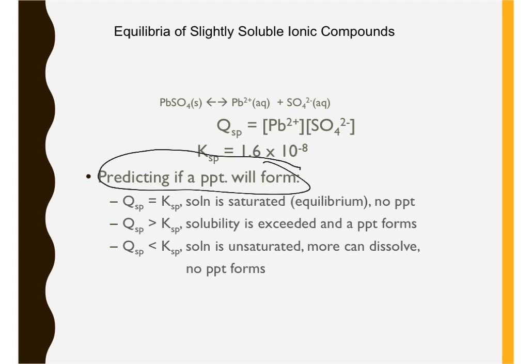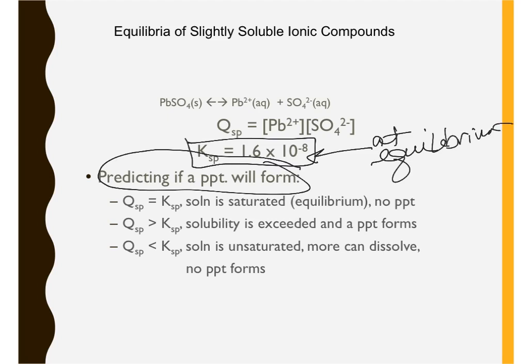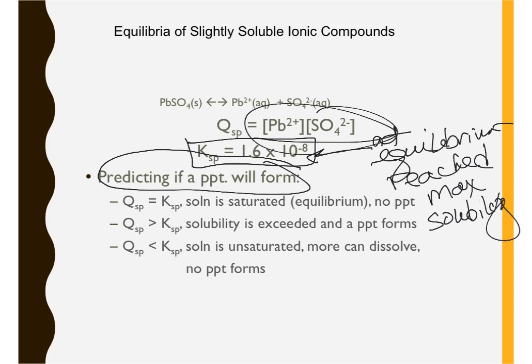And what you're going to want to do, keep in mind that any equilibrium constant value means that the system is at equilibrium, right? And in the case of Ksp, what does that mean? That means the system has reached the maximum solubility. So whenever the product of the concentrations reaches the value of Ksp, that means no more of the substance will dissolve.